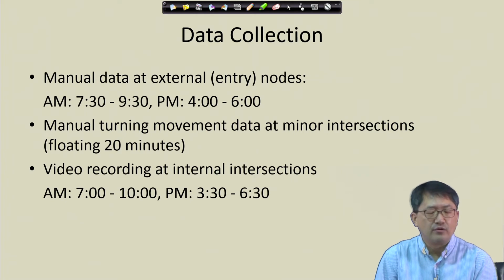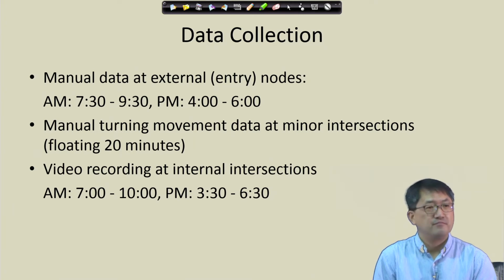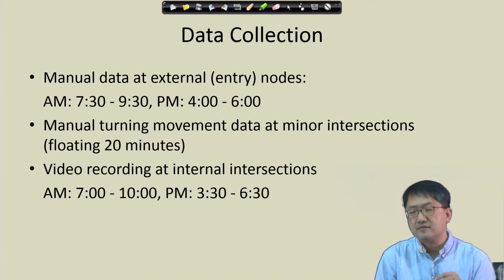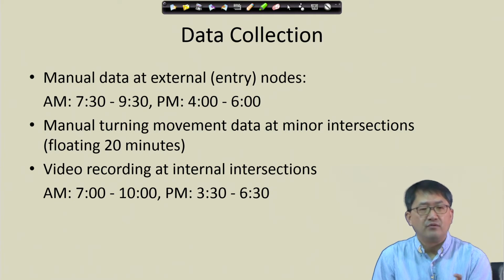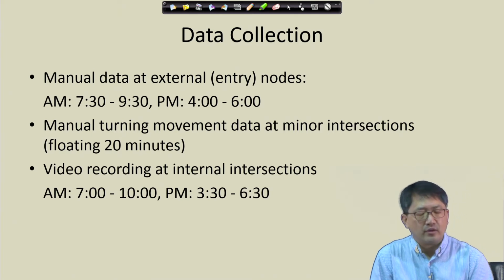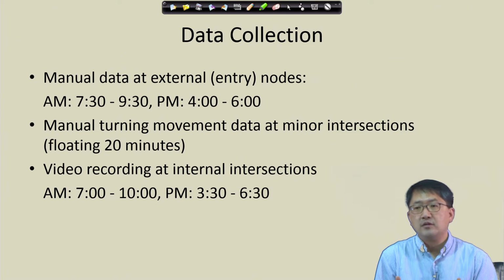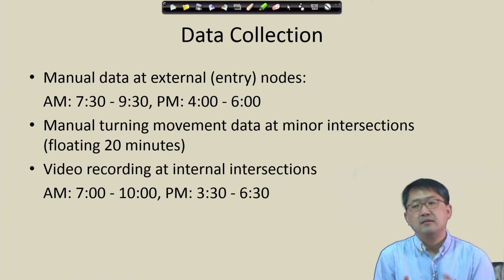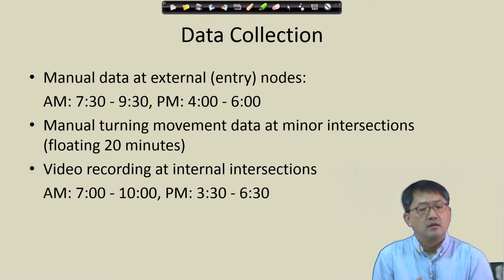We collected data for PM and AM peak periods for the major entry nodes. And then we didn't have enough manpower, so we actually collected the data, some of the minor intersections as a floating 20 minutes. So this is the assumption. We collected data for 20 minutes. Those turning percentages are going to be similar to entire hour or 2 hours. And then we actually had a video recording of internal intersections. The reason we had used the video was to make sure that we can get the queue length and stop delays, whatever we want to measure, using something that we can go back and then double check.